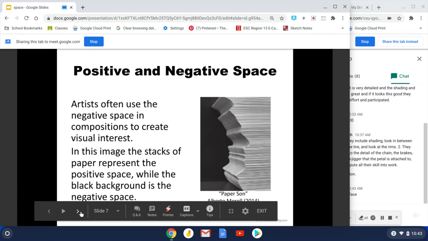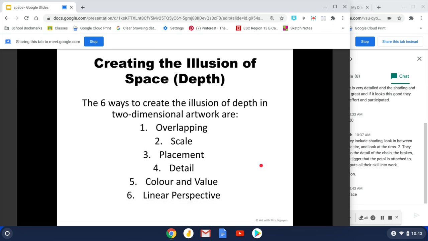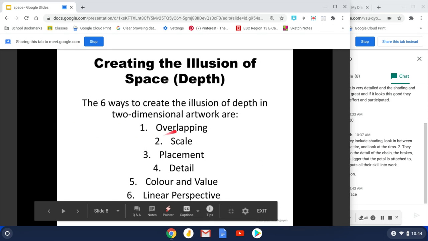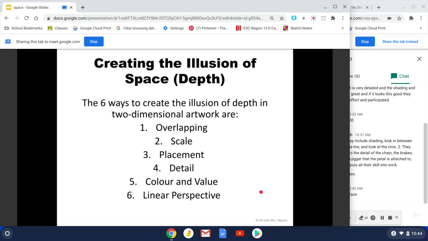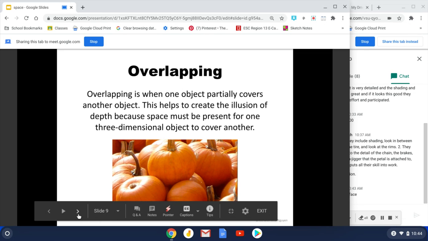Good question. Okay. So there are several ways of creating the illusion of space and depth. One is overlapping, scale, placement, detail, color and value, and linear perspective. We are going to go into detail next week with linear perspective. That's our next project, a one-point perspective. So that's going to be a really cool project for you guys.